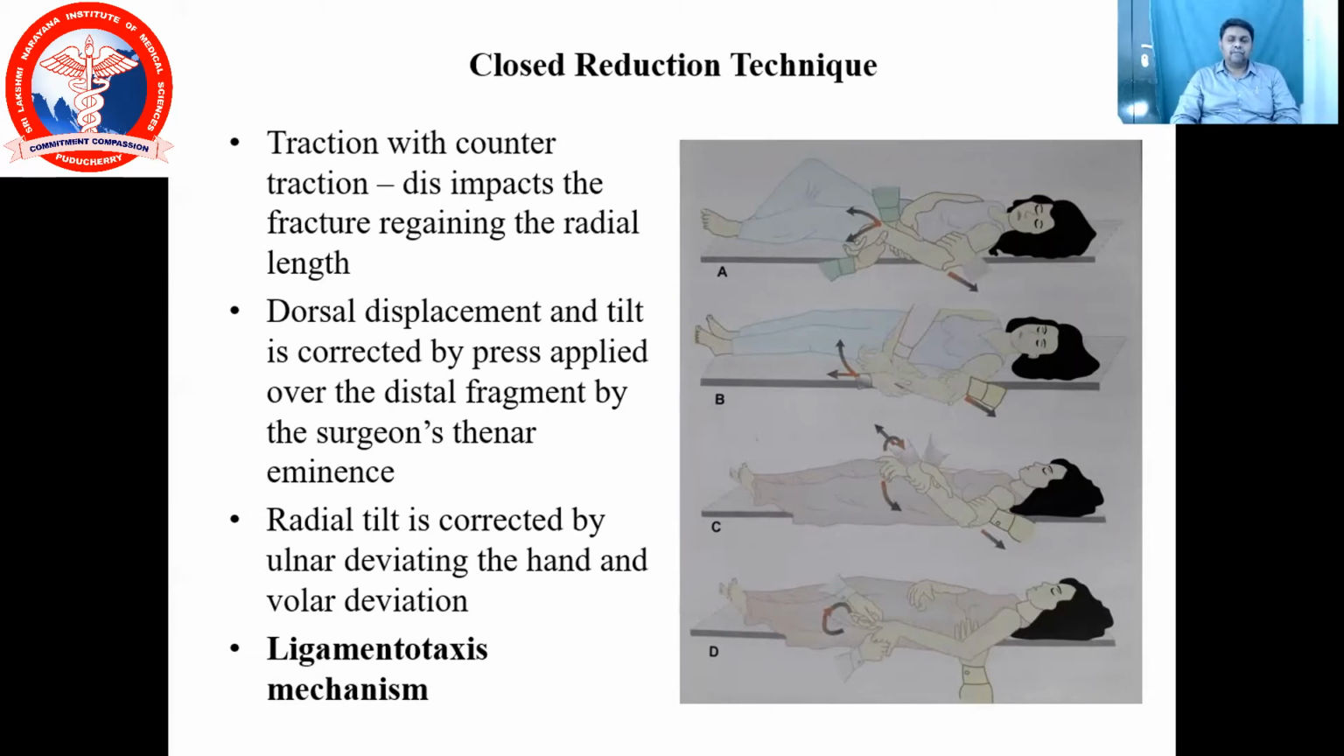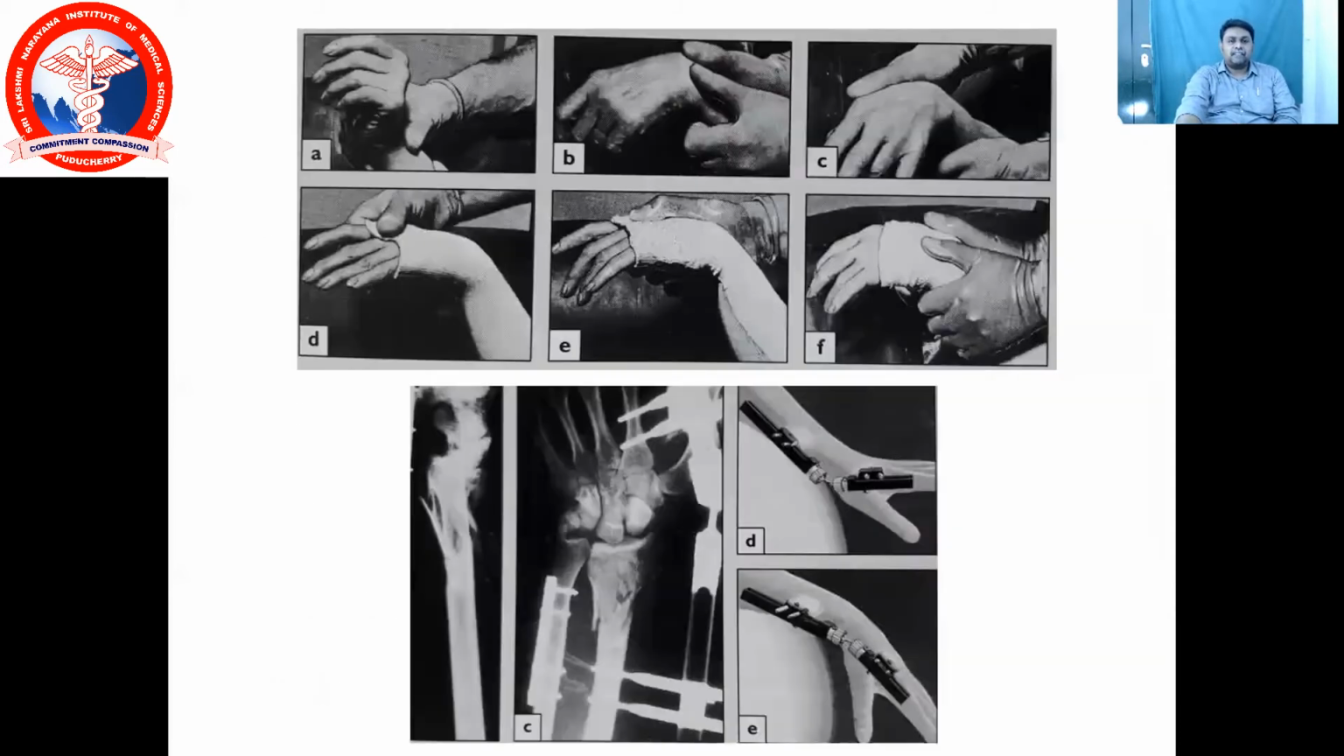This is brought about by the mechanism called ligamentotaxis. Ligamentotaxis is nothing but, you know, whenever there is a joint, the joint is held by capsules and ligaments, in this case the ligaments around the wrist joint. So whenever we give traction and counter traction, the ligaments will hold the fracture and reduce it. This is called ligamentotaxis.